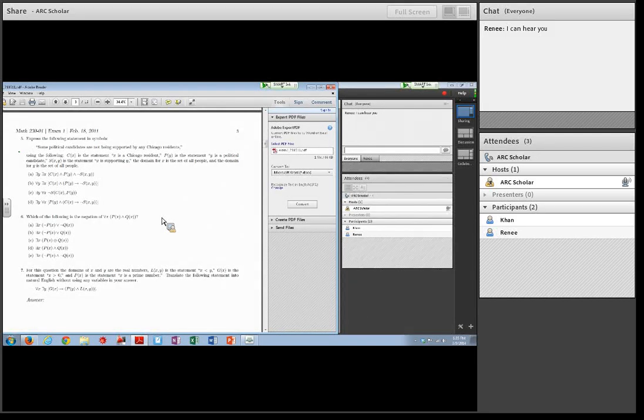Some political candidates are not being supported by any Chicago resident. So first, there are three predicates. C of X is a Chicago resident. P of Y is a political candidate, and S of X and Y means X supports Y. So basically, we have to know what kind of quantifier we're using. So for some political candidate, what does it really mean?